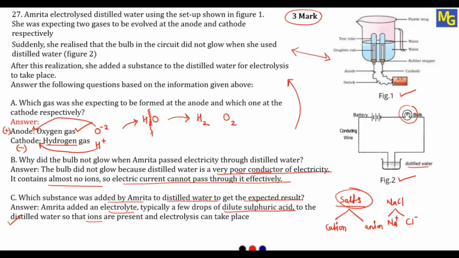So here we have completed all the 3-mark questions from Part B Chemistry. After this we are going to start with the 4-mark question. I hope you are understanding all the answers and explanations of this question.